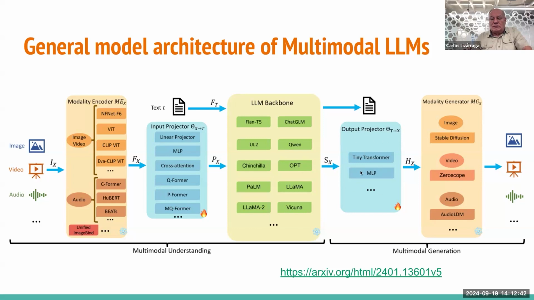It will send it to a tiny transformer, and then that will be transformed or generated into the output. It can be an image, a video, or audio. And if it's an image, maybe we're using Stable Diffusion, or if it's video, we're using Stereoscope, or if it's audio, we use AudioLDM. And so we have this output, as this is the part of the multimodal generation. And the whole process is trying to understand the input and generate the required output.